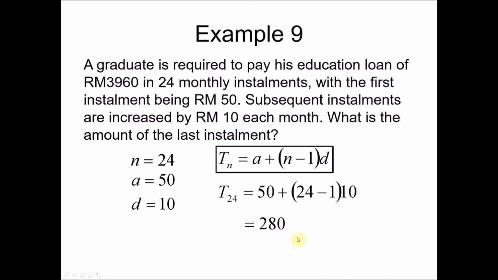Just to be sure, you can find the sum of 24 terms using the formula with A and D, and see if you get 3,960 exactly.